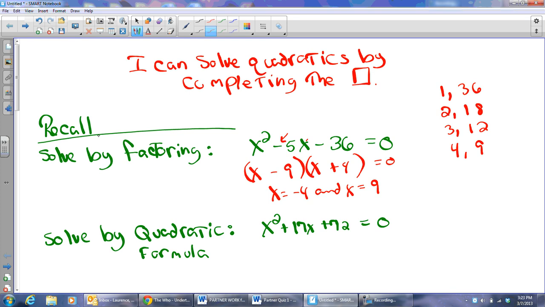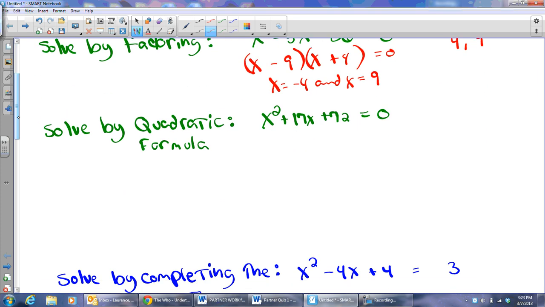Now, we can't always solve by factoring, so we can solve using the quadratic formula. And here's where I go: a, b, c. Easy as 1, 17, 72. Oh, that doesn't look like a 17. Excuse me, 17. There we go.